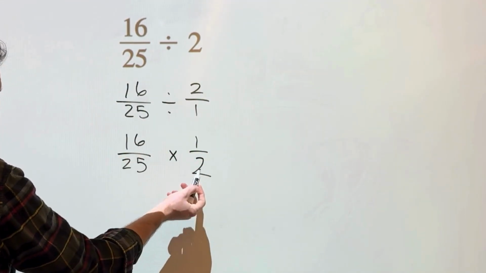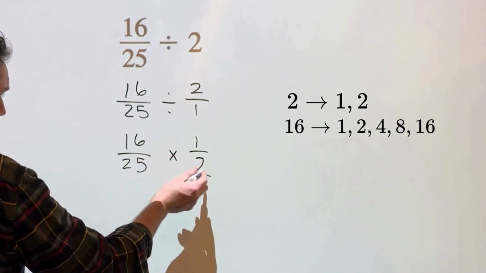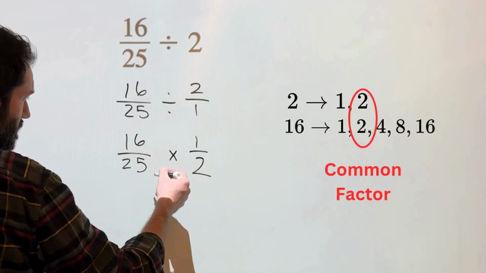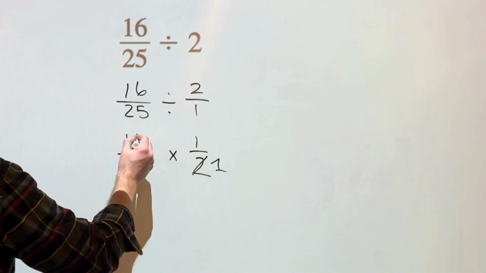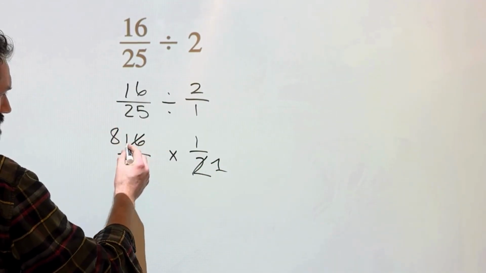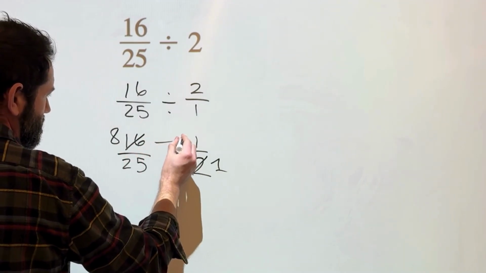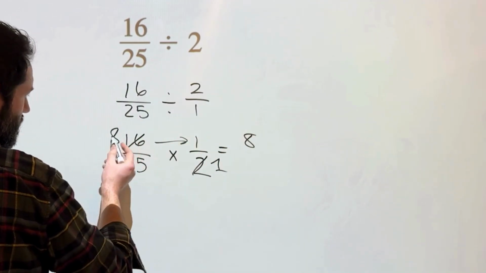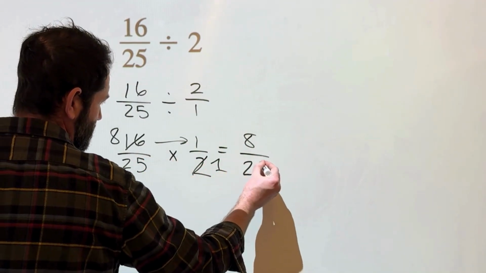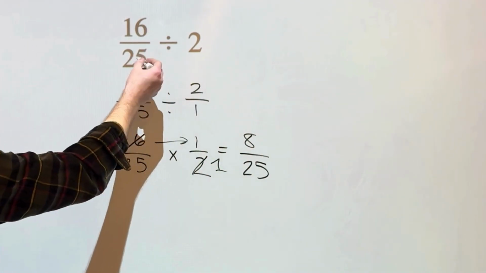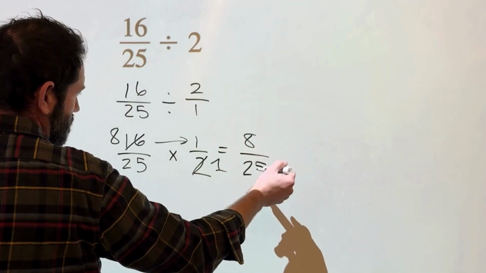Well, 16 and 2 are both even numbers, so we know 2 hops into both of them, or they're divisible by 2. 2 hops into 2 1 time. 2 hops into 16 8 times. Then multiply straight across. So 8 times 1 is 8. 25 times 1 is 25. 16 25ths divided by 2 is 8 25ths.